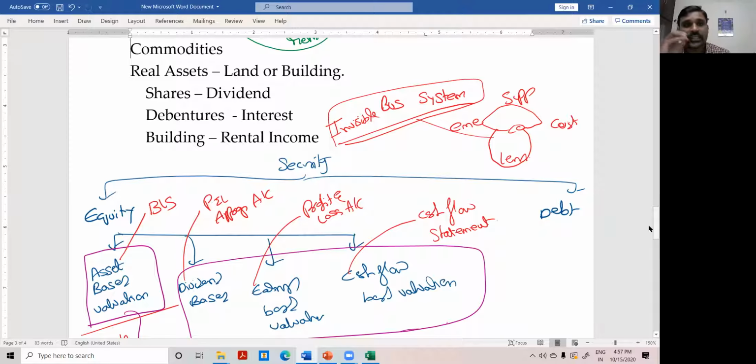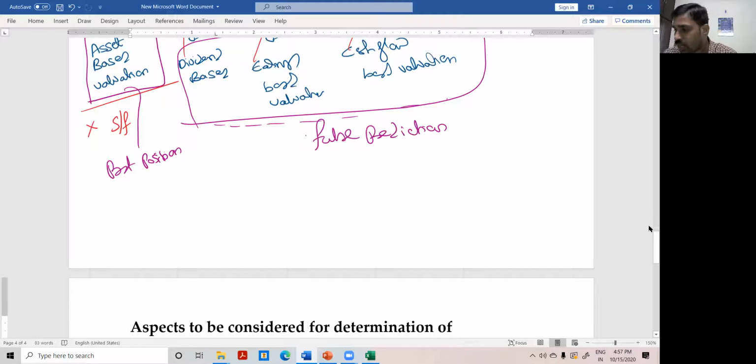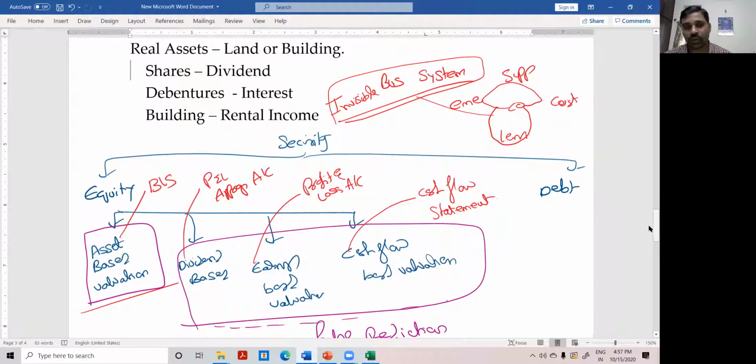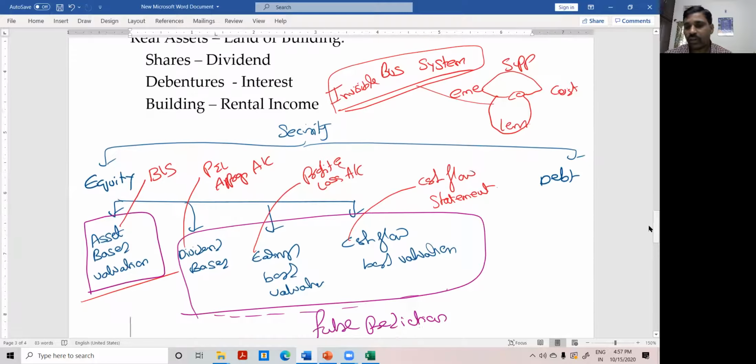It is the seller's disadvantage. A seller cannot sell his business based on the asset-based valuation. For a buyer, it may be good, but for a seller, it may not be good. This is the point. So asset-based valuation is more conservative, but at the same time it is not optimal. For any business, the invisible business system is not getting reflected in the balance sheet. That is one point. Next, dividend-based valuation.